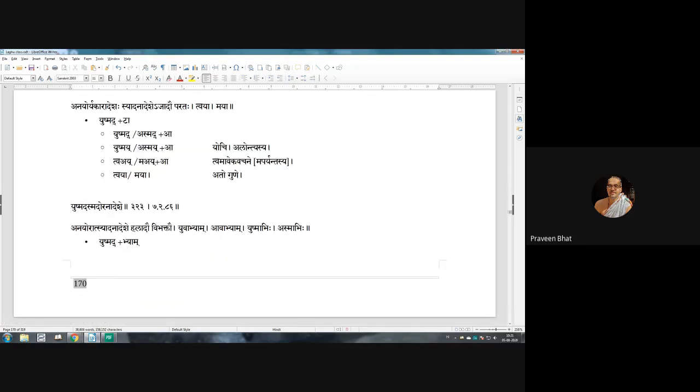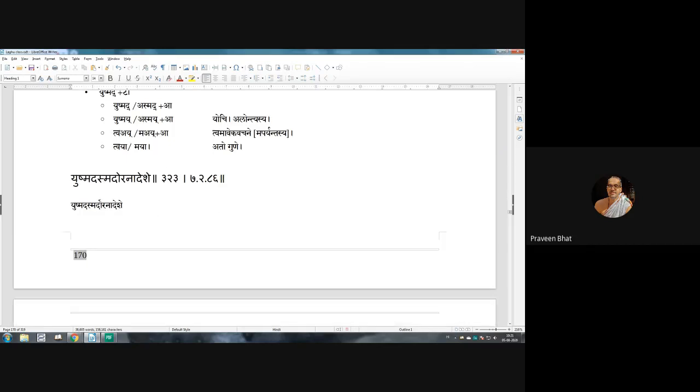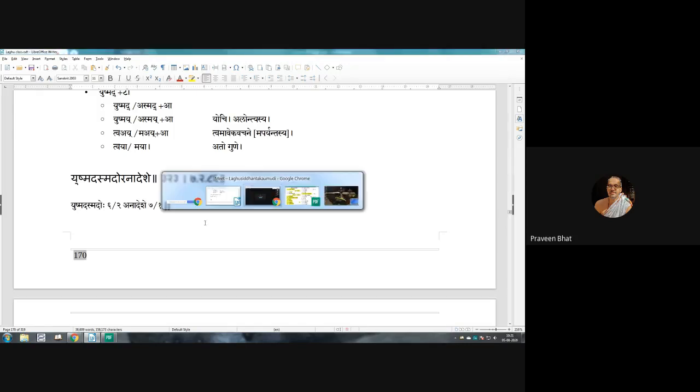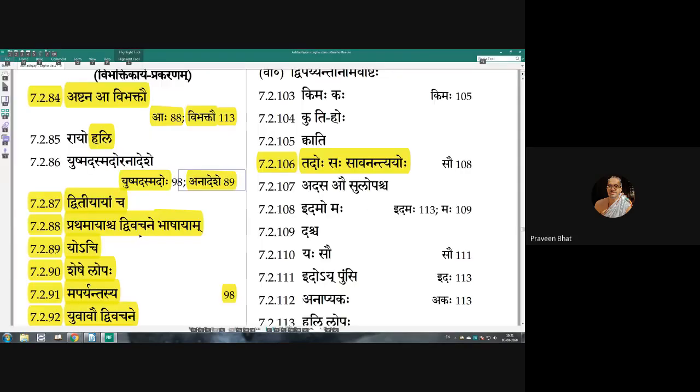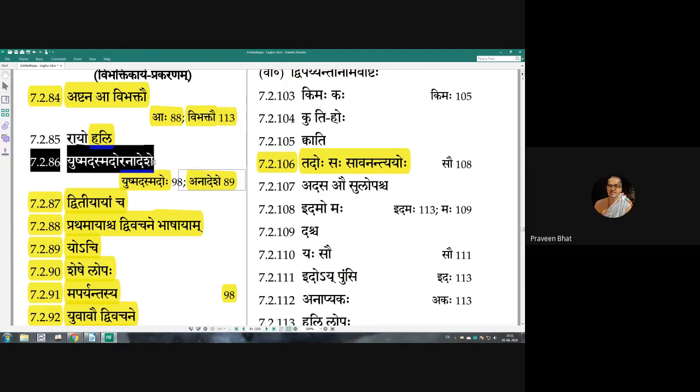Further, the next sutra: Yushmad asmadoho anadeshe, 7286. What happens? Yushmad asmadoho shashti dvivachana, anadeshe vibhaktau. So what is the anuvritti here? 7286. So vibhaktau, only vibhaktau, which is what we need.